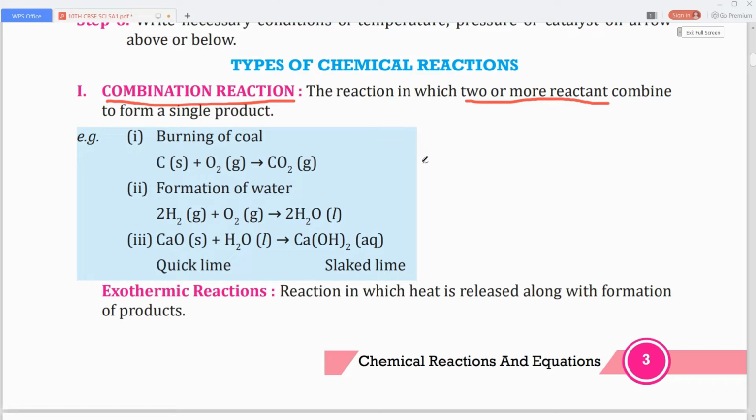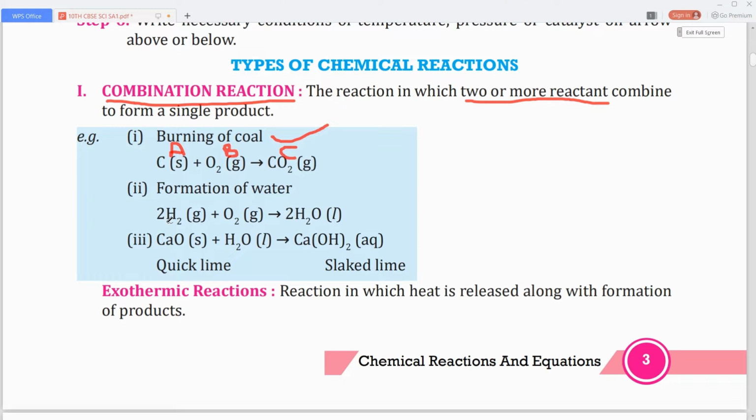We can say that A plus B is equal to C. It is called a single product. Now let us see the first example, that is burning of coal. Carbon plus oxygen gives carbon dioxide. So here this is A, this is B, and we get the product CO2, that is C.